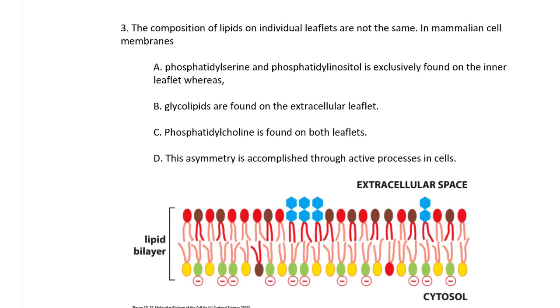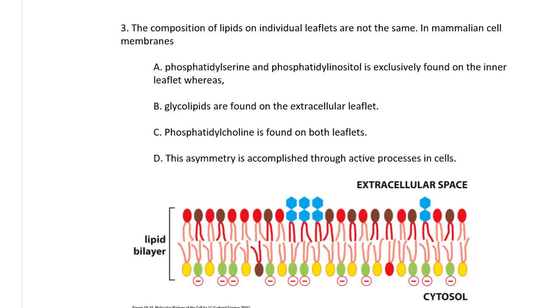The composition of lipids on individual leaflets is not the same. In mammalian cell membranes, phosphatidylserine and phosphatidylinositol are exclusively found on the inner leaflet, whereas glycolipids are found on the external leaflet. Phosphatidylcholine is found on both leaflets. This asymmetry is accomplished through active processes in the cell.